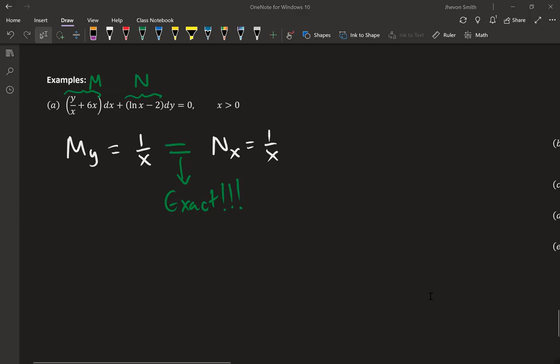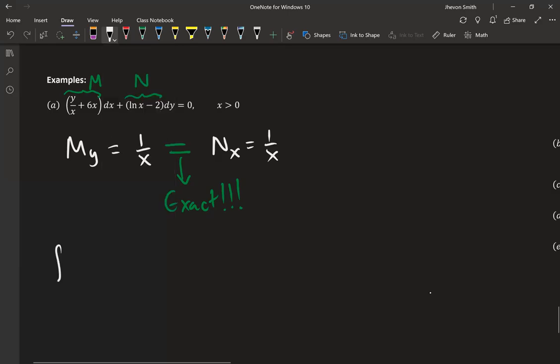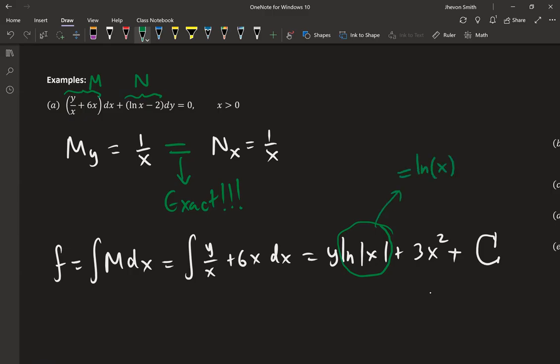Okay, so once you've identified it as an exact equation, how do you go about finding the solution? Well, we know that our f is going to be equal to the integral of m with respect to x. This is going to be the integral of y over x plus 6x dx. Because it's with respect to x, this is going to be y ln of absolute value of x plus 3x squared, plus some constant of integration that we're going to end up ignoring anyway. I also want you to notice for this guy here, this is equal to ln of just regular x since x is positive.